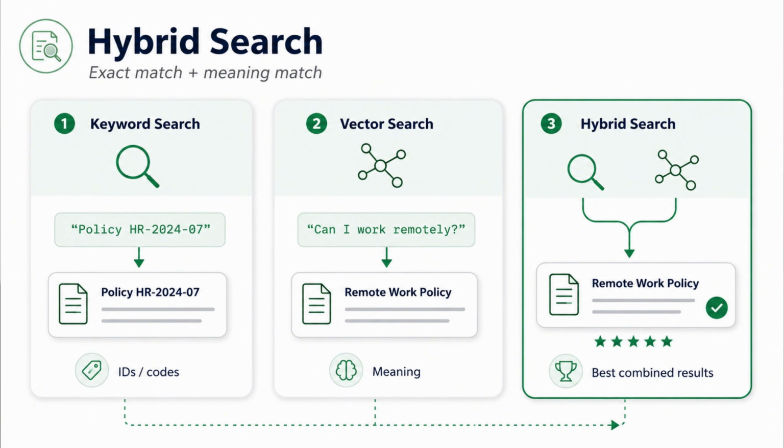If a user asks about a policy with a specific policy ID, then keyword search is very useful because the exact policy ID matters. We do not want the system to find something that is only similar in meaning. We want the exact policy. But if the user asks, can I work remotely from anywhere? The document may not use the same words, but it may say remote work location approval or working from another region. In that case, vector search may find better results because it understands the meaning behind the question. So keyword search and vector search solve different problems, and hybrid search brings them together.